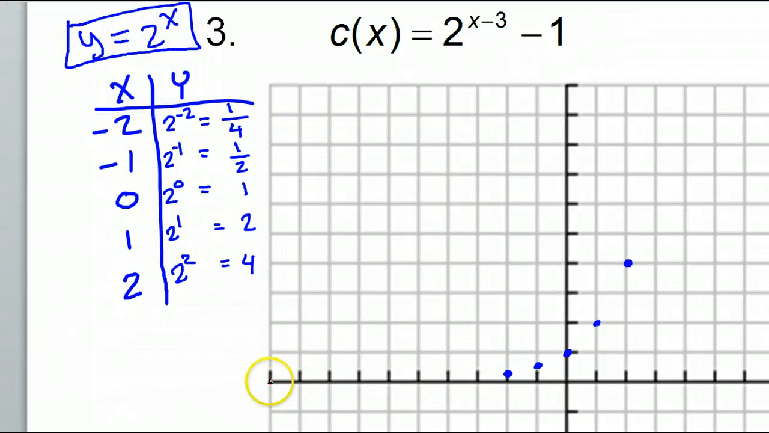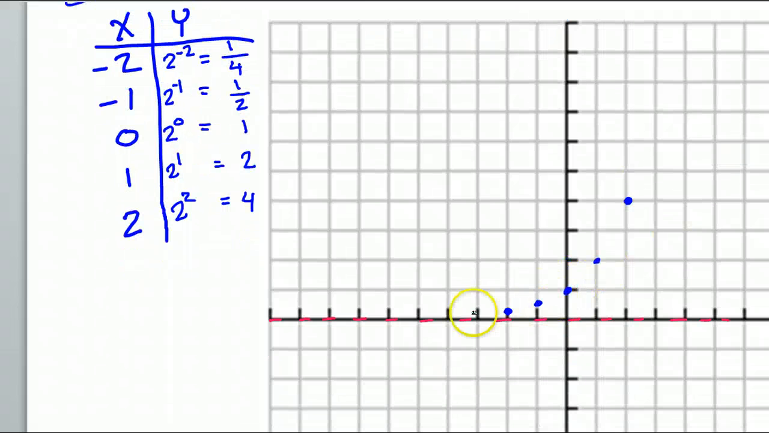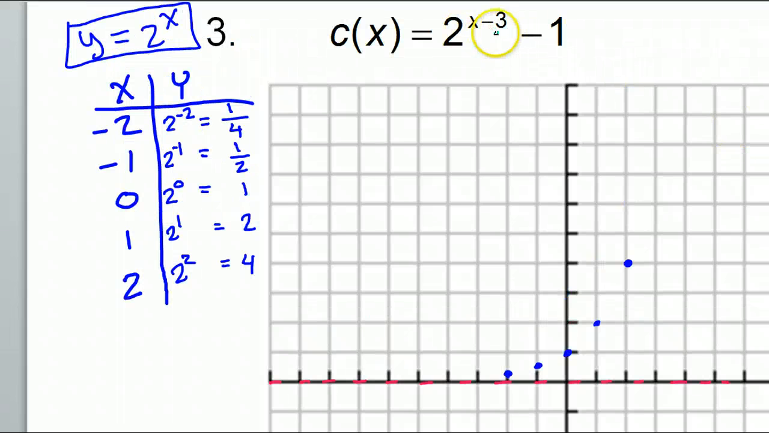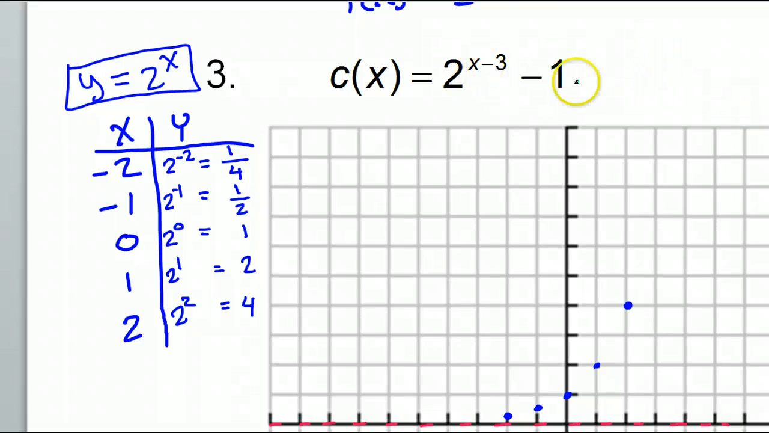For the parent function, the asymptote is always going to be here at 0. And we'll see what happens with the actual function. Now, take a look at this. Of course, you can see that the curve is going to be right through here. But before I draw it in, I'm going to do the transformation to find the other stuff. So, look at the two transformations that we have. I've got this -3 in the exponent, and then I've got this -1.